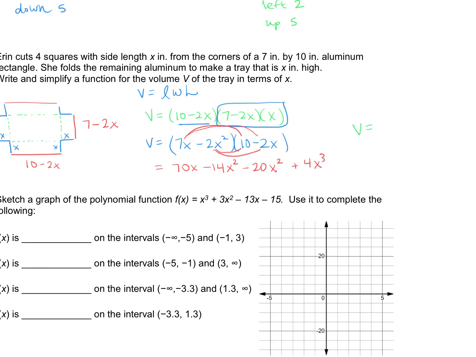this is our answer right here. I can see we have some like terms to combine, and I'm going to go ahead and put it in standard form. This 4x cubed would go first. Then we can go ahead and combine these x squareds together. Negative 14x squared minus 20x squared is a negative 34x squared. And then that positive 70x just goes on the end. And there's the volume of that tray.